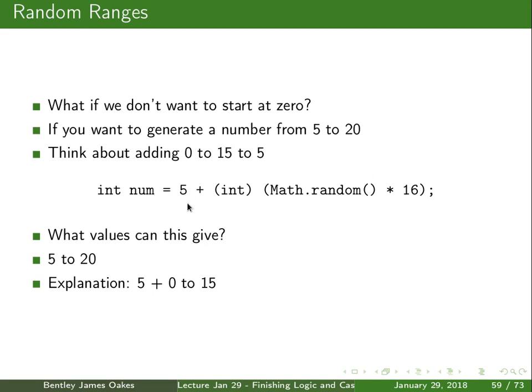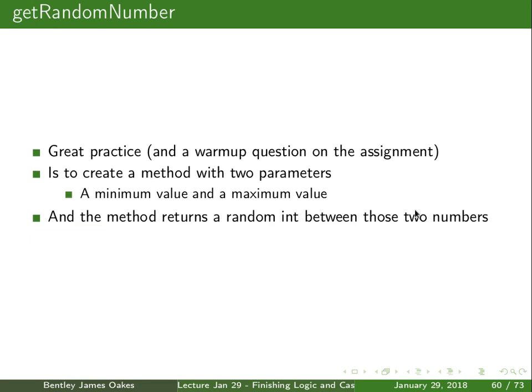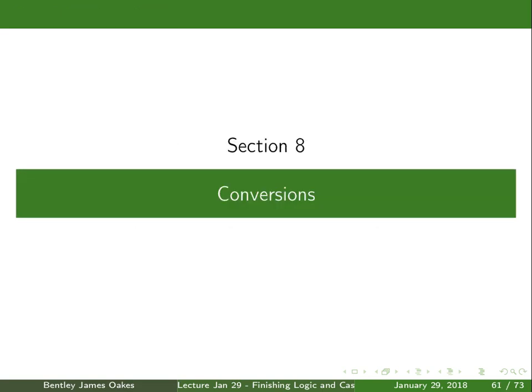So yeah, you're going to take this form, and then on the second assignment, you're going to change it because you're not going to go up to 16. You're going to go up to another number. And I showed you this before. It's a great practice question, and it's a warm-up question, I think, on the second assignment. Create a method with 2 parameters, a minimum value and a maximum value, and then play around with this. Can you get a random integer between those 2 numbers? It's a warm-up question on the next assignment.